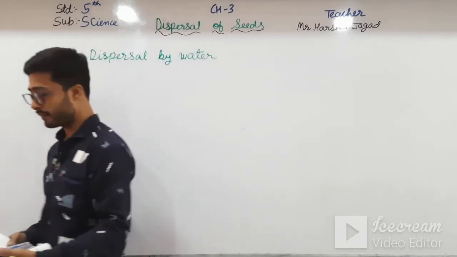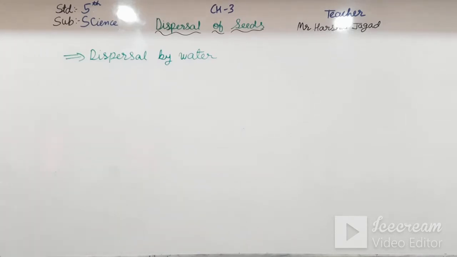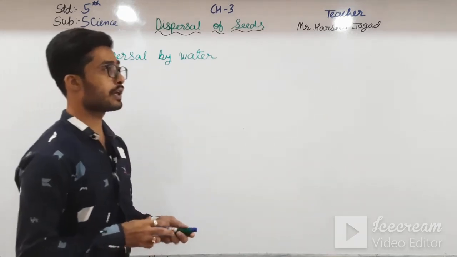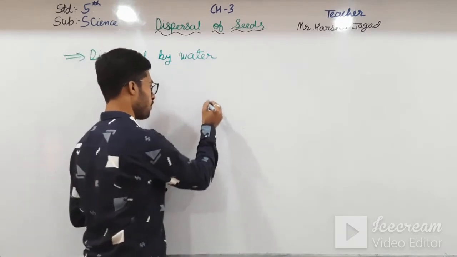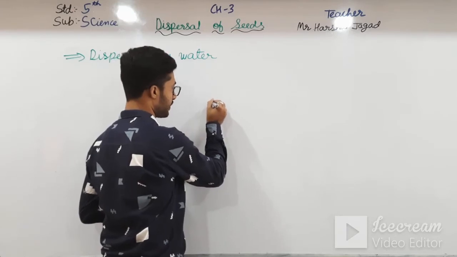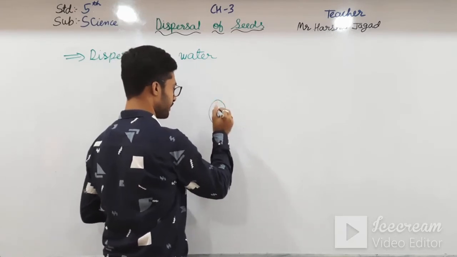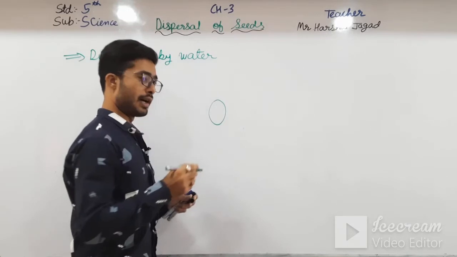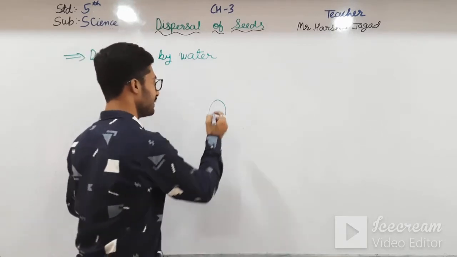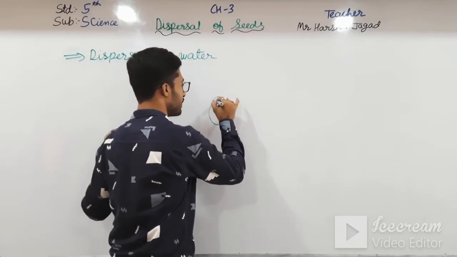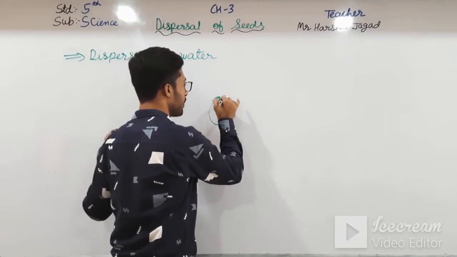Okay students, see, now we will see dispersal by water. See, in that what happens? You have seen the coconut. You have seen the coconut tree. Its structure is like this. These walls are very heavy, means it can't be easily broken.